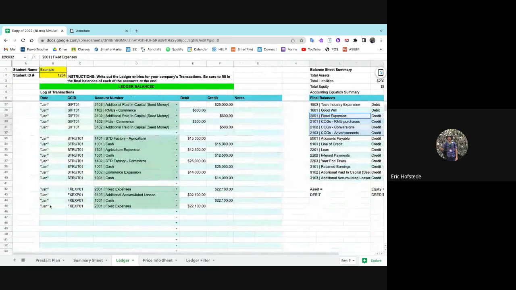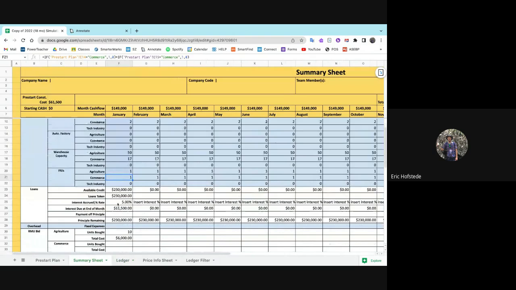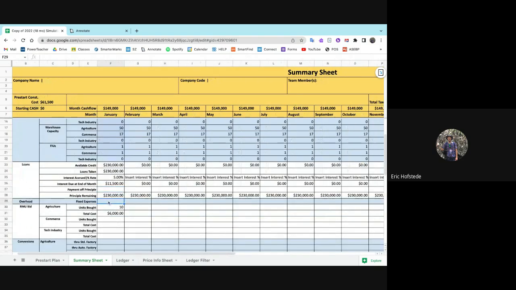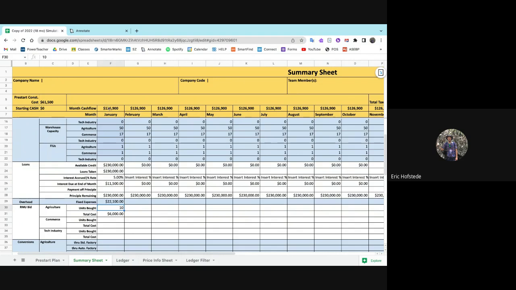We paid our fixed expenses, the simulation goes on, and we buy some RMUs. So we have to include our interest, which we had to do for our interest payments before. All right. Then we paid our fixed expenses. We want to throw it in our summary sheet as well, because that's going to update our cash available up here. So I pay my fixed expenses.